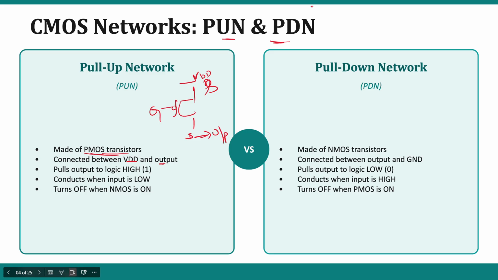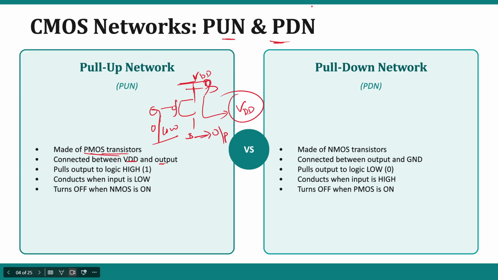So it pulls the output to logic high. What will happen is, when we apply input 0, or a low signal, the PMOS is going to be activated. So the output can be pulled up to VDD, meaning logic high, without any fluctuations. If NMOS were used in this place, it can't drive the output up to VDD. Some disadvantage will be there. That's why we prefer PMOS as the pull-up network.